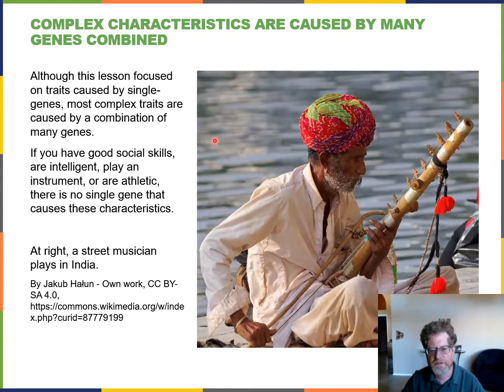So it should be obvious to you, although we didn't talk about it explicitly, that most of our traits are very complex. So whether you're athletic, whether you're musical, whether you're intelligent, those kind of things aren't caused by one gene. They're caused by a combination of gene products and how they all interact. So here's a fellow playing a musical instrument on the streets of India, and being a good musician requires a good ear, it requires good coordination, it requires a number of different skills, and so there's many different genes that will combine to make that in him.